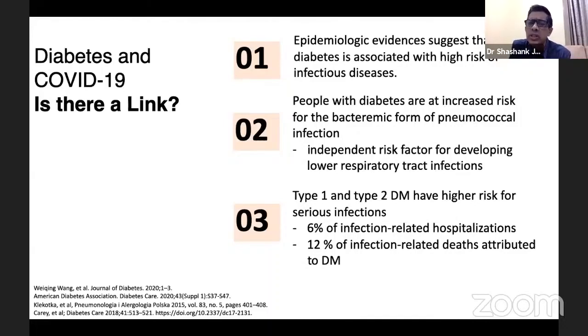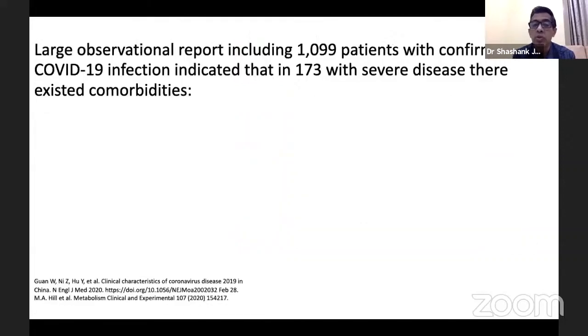We also know, that is the second point, that in the bacteremic form of pneumonia, diabetes is an independent risk factor for LRTI. And when it comes to serious infections in hospital setups, which we all recognize better, clearly 6% and 12% of infections related to hospitals are linked to type 1 and type 2 diabetes. So that's something which we know very clearly.